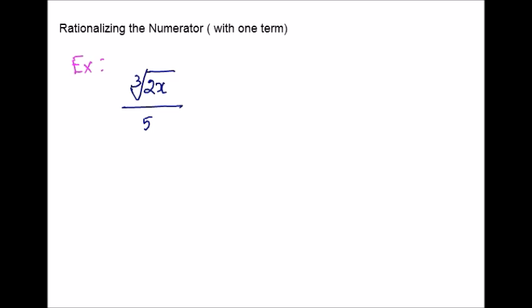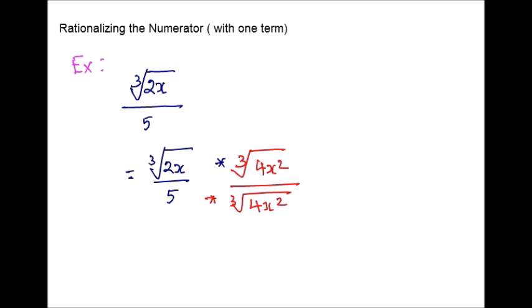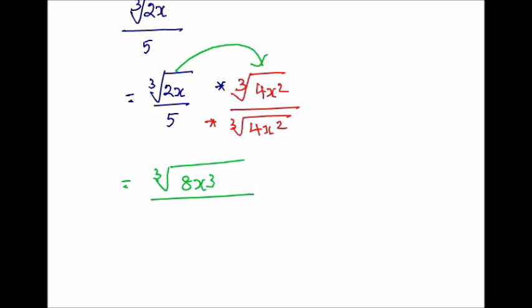Okay, let me show you the steps on the board. Hope you're clear with this step. Now apply fractional multiplication. Multiply the terms in the top row first, that is, the numerator. So we will get the cube root of 2x times 4x squared. The denominator would be 5 times the cube root of 4x squared. Now let's simplify the answer. We have 8x cubed in the top row, so the cube root of this would be 2x. The denominator will be the same.